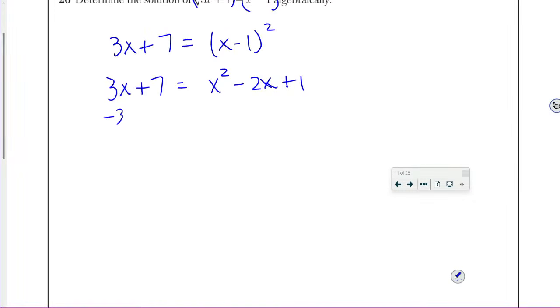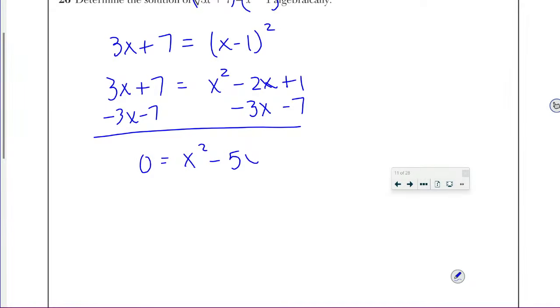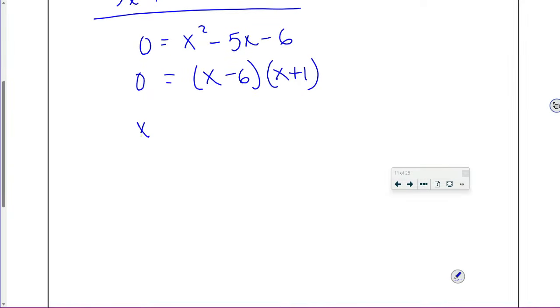So if I subtract 3x and subtract 7 from both sides, I'm going to get 0 is equal to x squared minus 5x minus 6. Simple to factor this. This will be (x minus 6)(x plus 1). Set x minus 6 equal to 0, get x equals 6. Set x plus 1 equal to 0, and get x equals negative 1.